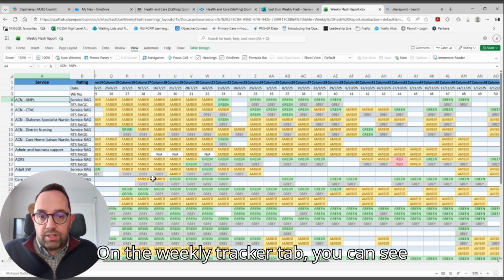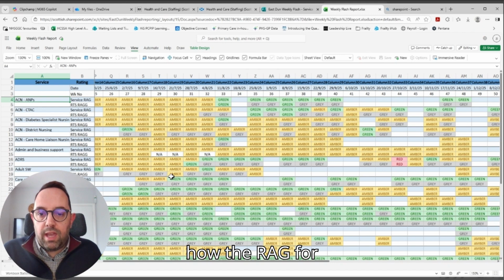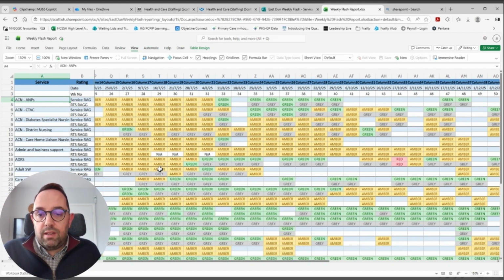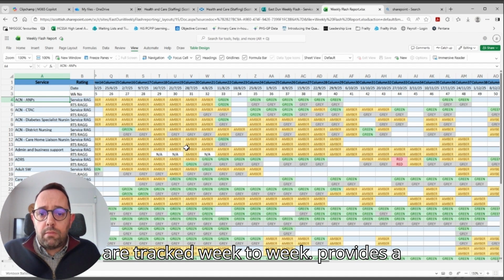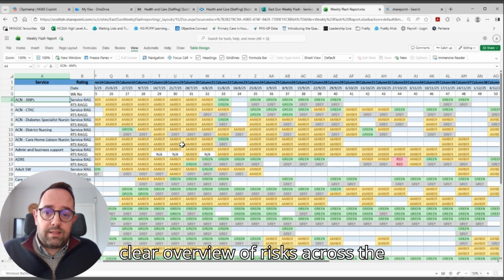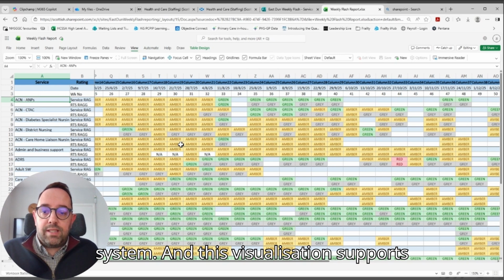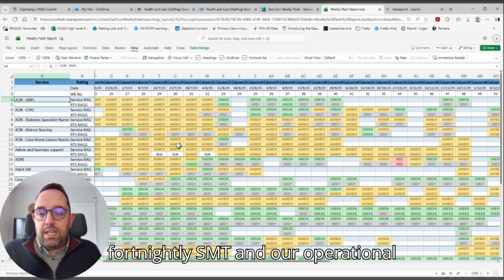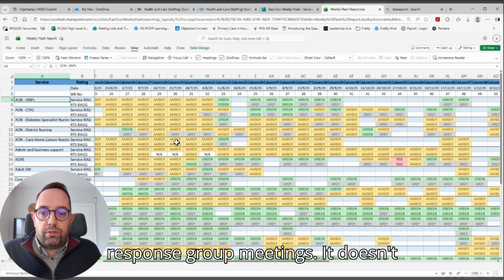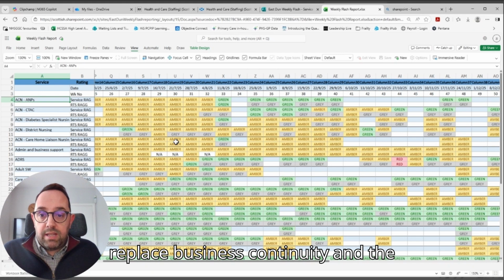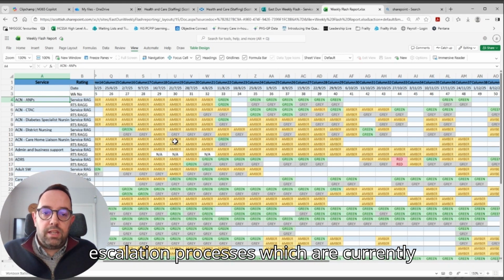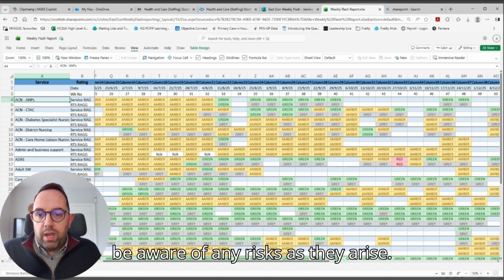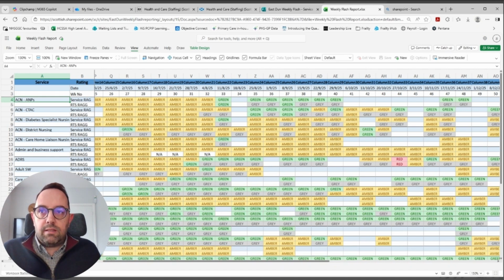On the weekly tracker tab, you can see how the RAGG for service rating and for real-time staffing are tracked week to week. It provides a clear overview of risks across the system, and this visualization supports productive discussions at both our fortnightly SMT and our operational response group meetings. It doesn't replace business continuity and the escalation processes which are currently in place. Heads of service would already be aware of any risks as they arise.